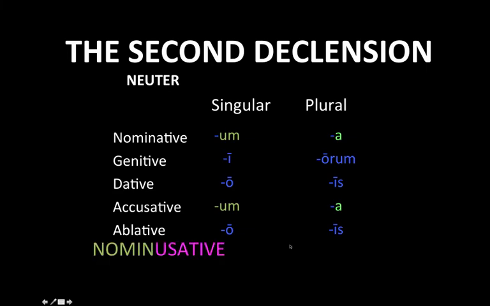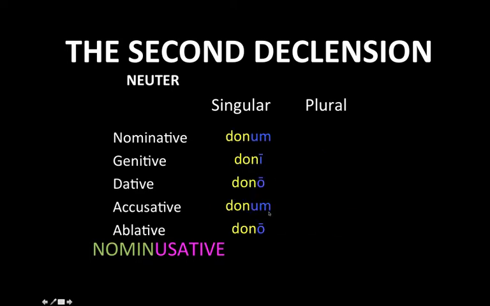Now, this little hint to help you memorize the difference, the change, would be nominative. Nominative indicating that the nominative and the accusative cases must be the same. And this will work for every single neuter noun in Latin, no matter what declension it's in. The nominative and the accusative must be the same. Notice how every other ending in the second declension is still the same as it was for the masculine.